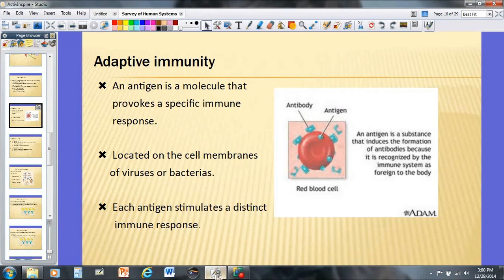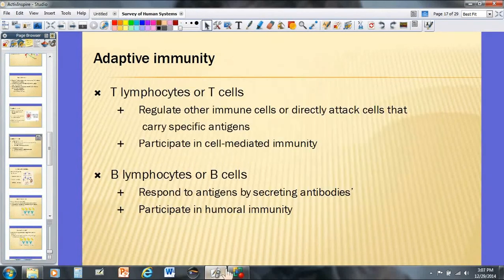That response involves the creation of an antibody. The antibody is specific to the antigen. The antibody will attach to the antigen, and through a process that I will discuss in the next few slides, that invader will be destroyed. The primary agents of the adaptive immune response are the lymphocytes. These are white blood cells that are located in the bone marrow.